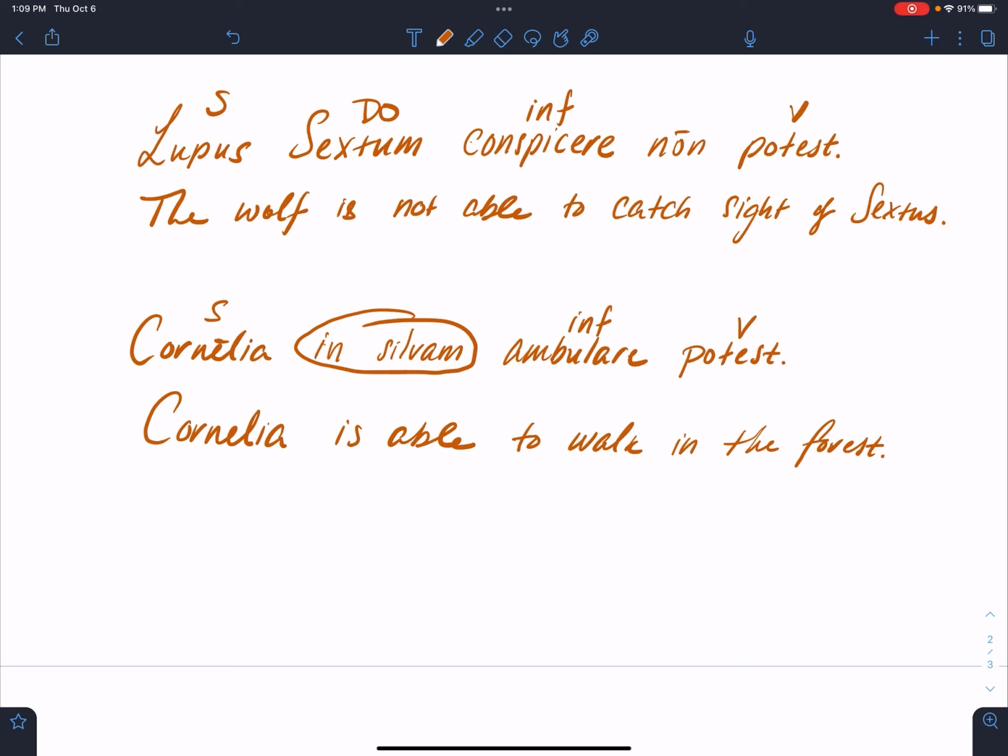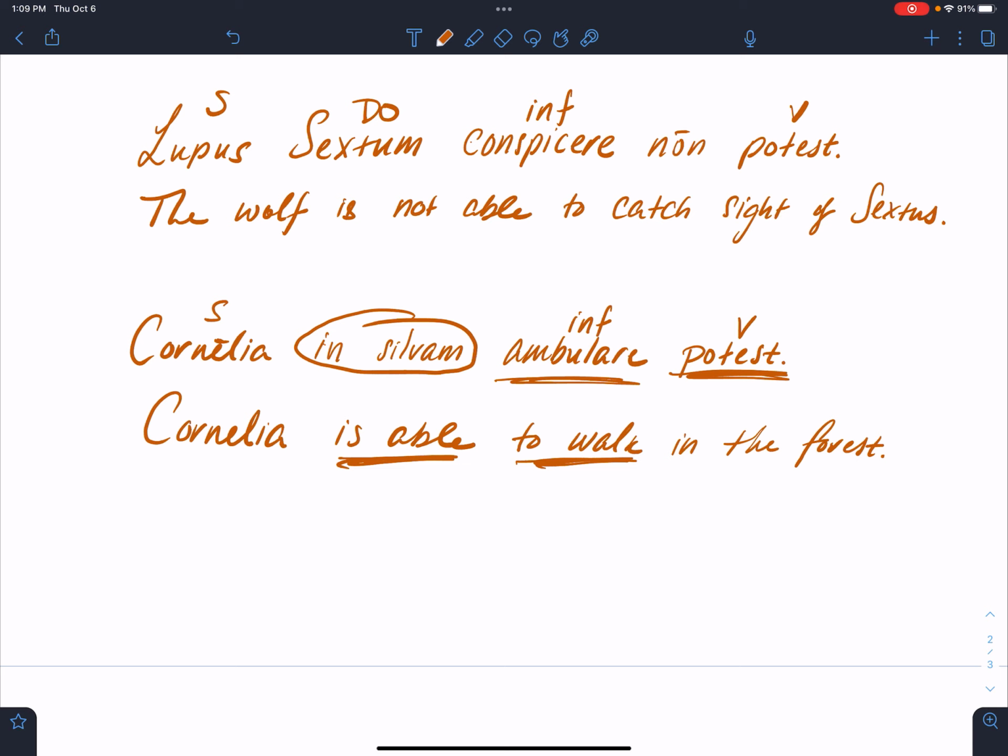Can you go over word order? Typically in English, you notice that we've got our regular verb here and the infinitive comes after it. In Latin, it's flipped. So the main verb is going to come at the end and the infinitive is going to come sometime before it. It could be anywhere though. So this sentence could be Cornelia ambulare in silvam potest. That's grammatically all right.